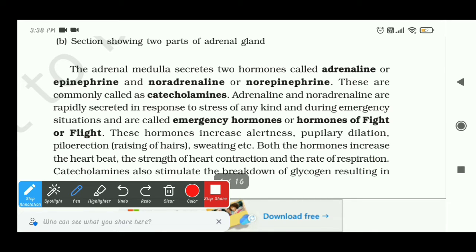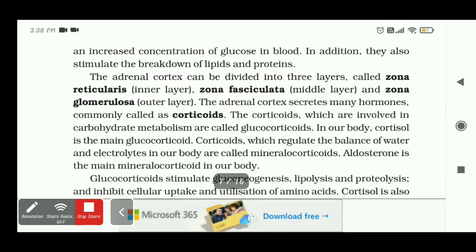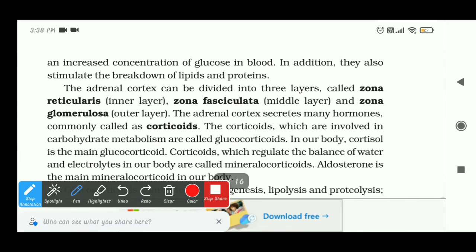The catecholamines also stimulate the breakdown of glycogen, due to which the concentration of glucose in the blood will increase. They also stimulate the breakdown of lipids and proteins.